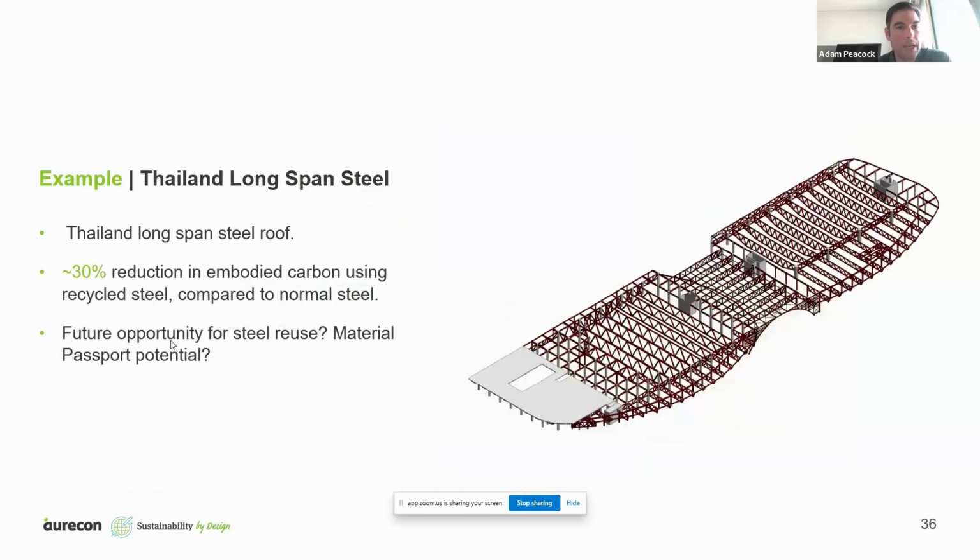A few other examples here. So this is a Thailand project. It's got 100-meter long span steel trusses. It's supporting a big plantation on the roof. And we were able to achieve a 30% reduction in embodied carbon using recycled steel compared to the normal steel that was available. And then also the dual benefit of that is that at the end of the life of this project, when this asset is decommissioned, potentially that steel could be used on other projects as well.